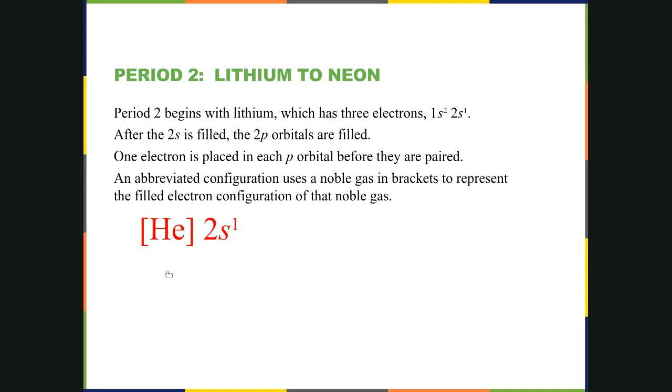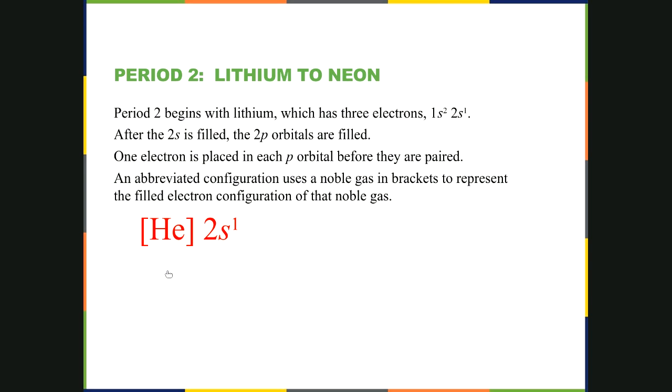Now, you only go back to the previous noble gas. And if you're writing the abbreviated electron configuration of a noble gas, you go to the noble gas that came before that one and then tack on the extra electrons in their proper orbitals.